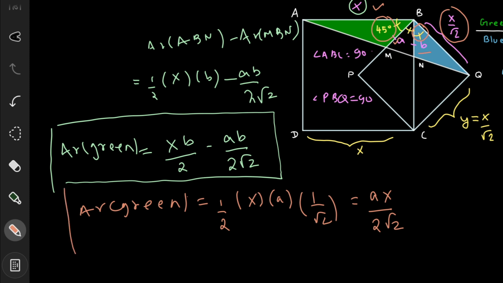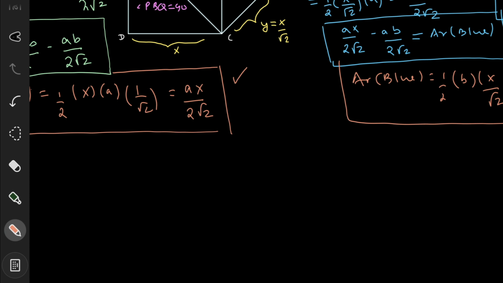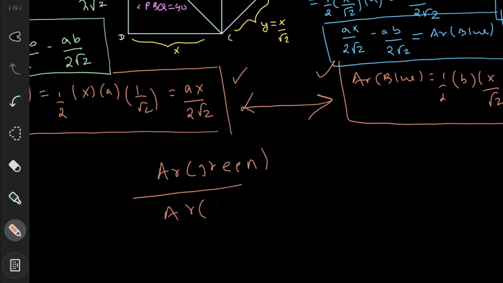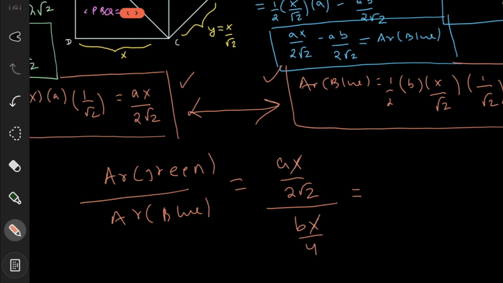So here we have got the area of the green triangle in a single term. So now here we have the area of the green region and area of the blue region in single term. So let us go ahead and divide these two equations. On the left hand side we will get the area green divided by the area blue, and this would be equals to AX upon 2 square root of 2 divided by BX upon 4. The X can be factored out, so the result would finally be equals to A upon B multiplied with 2 upon square root of 2.